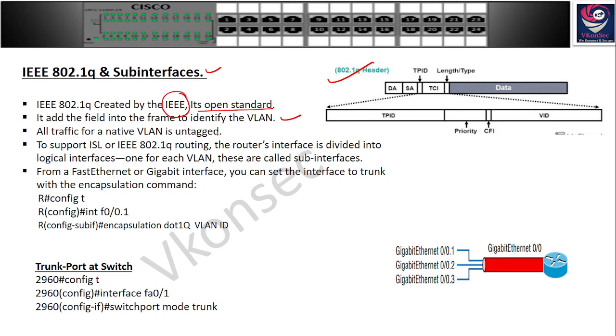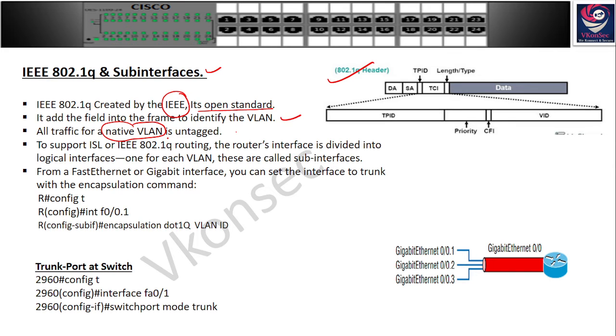All traffic of the native VLAN is untagged. One very important thing: what is the native VLAN? All traffic for a native VLAN is untagged, so the frame is not tagged for the native VLAN. Suppose you have a switch and a frame is coming from the native VLAN; the frame will not be tagged. Then how will the switch understand where the packet is coming from and where to deliver it? By default, VLAN 1 is the native VLAN in all switches.